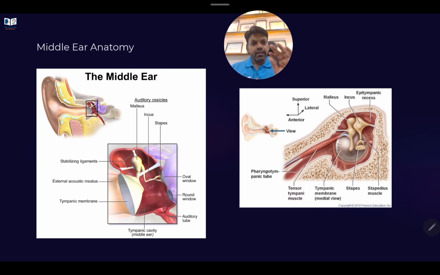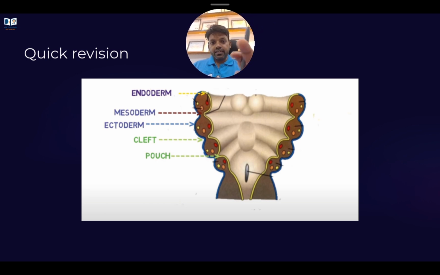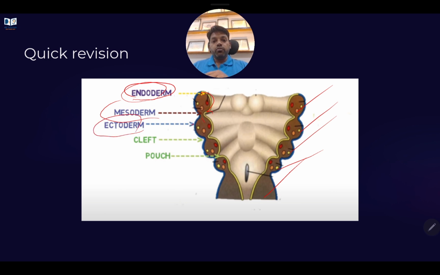Before that, a quick revision of the embryology from the last class. Okay, we have already studied this. There are the pharyngeal arches, 1, 2, 3, 4, fifth is not there, 6 directly. Okay, now here we also know that ectoderm is there, which is the this is endoderm, which is the innermost part, the yellow one. Mesoderm is the middle one, the brown part, and the ectoderm is the blue part.